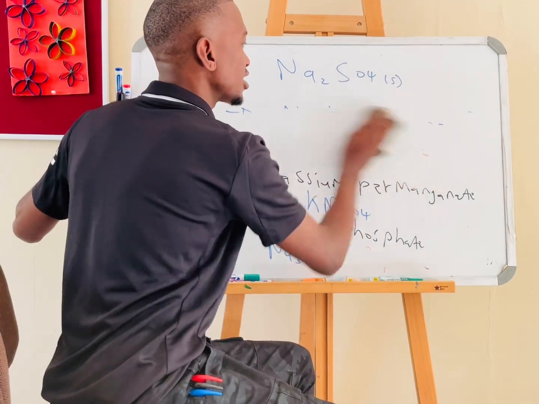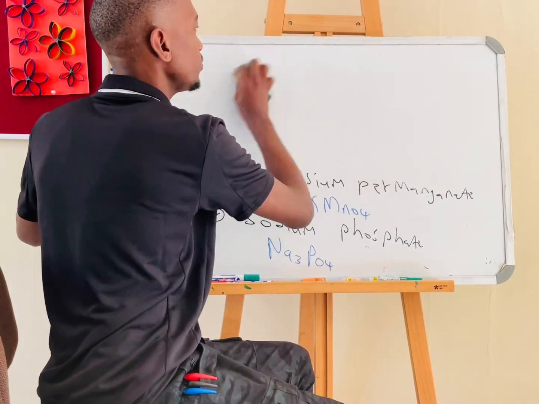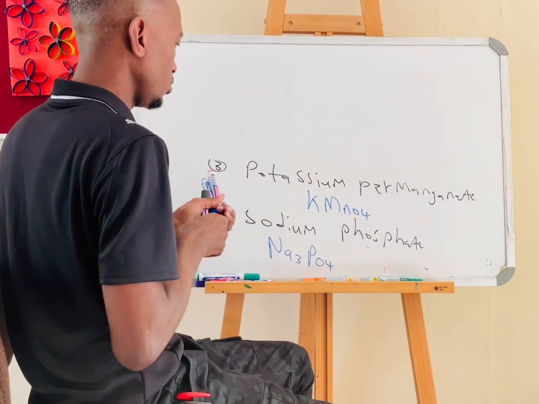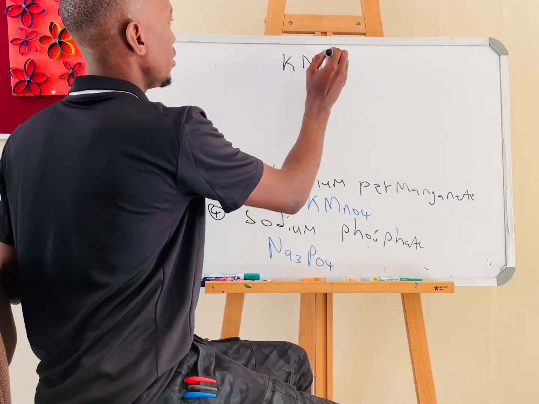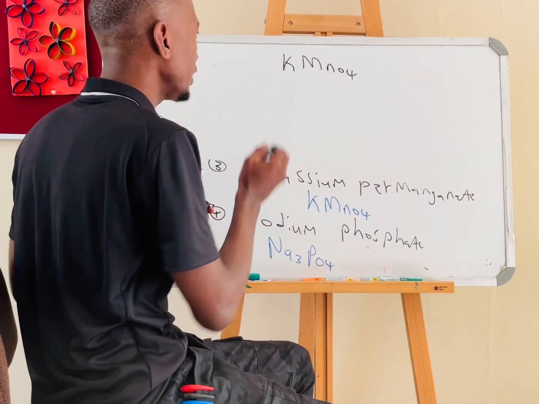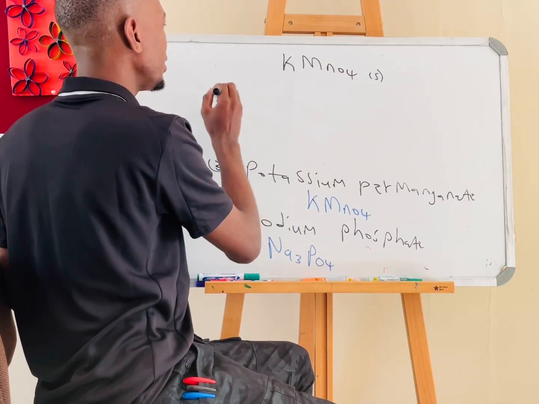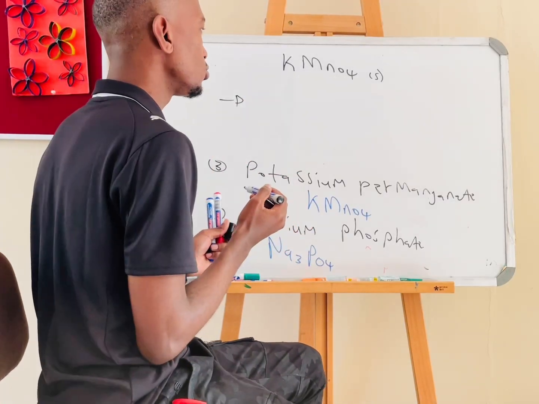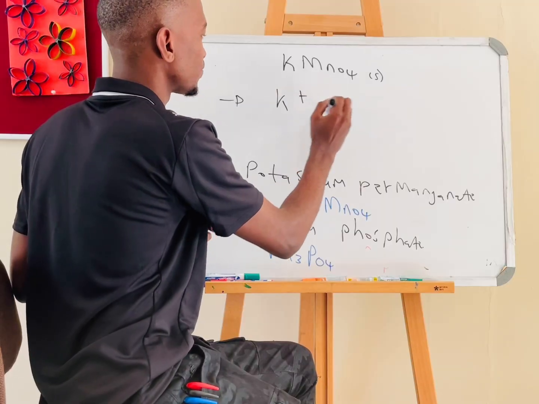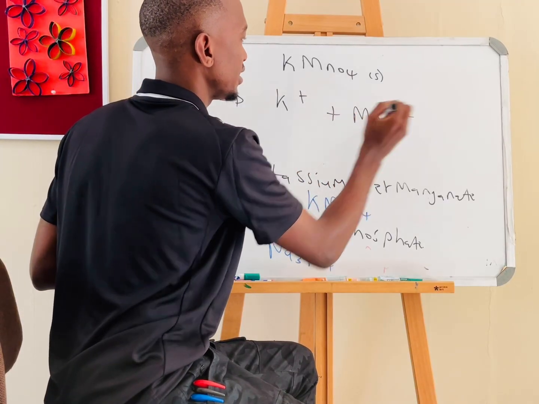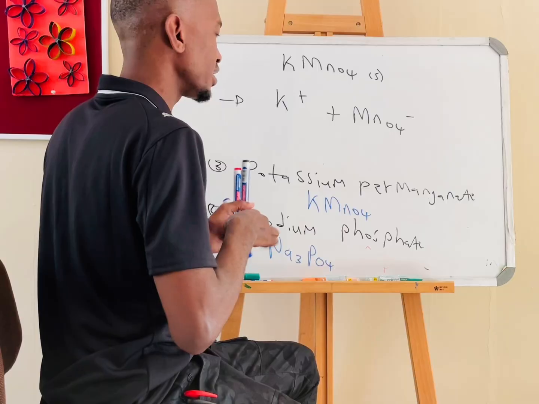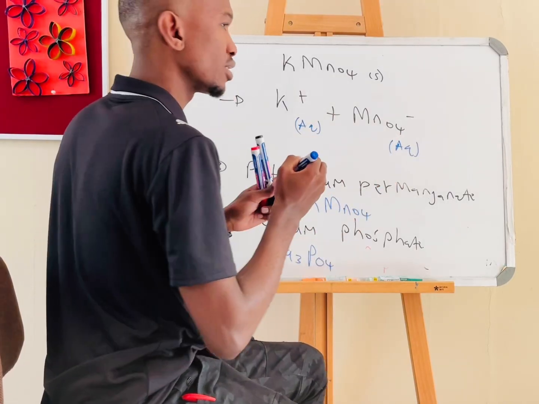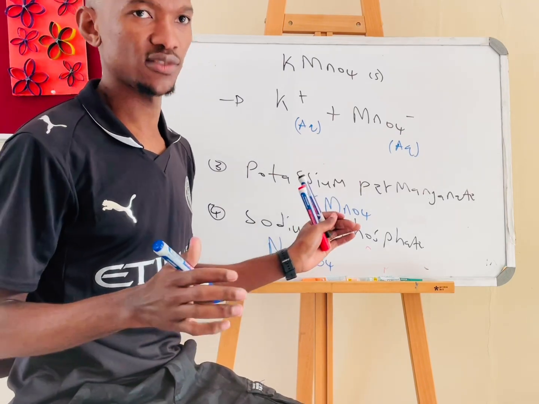Then let's do the last problems, which is called KMnO4, your potassium permanganate. When I dissolve this in water as our solute, I'm going to have ions, which are K plus and MnO4 minus. And don't forget, anything that dissolves in water and produces ions, the phase that we use is aqueous. It's not a gas.